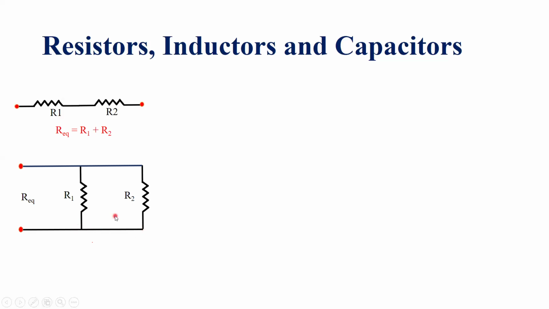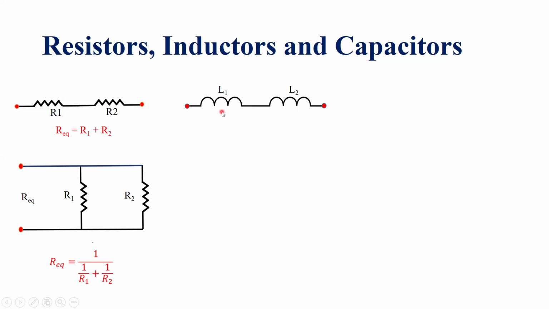That's why they are said to be in parallel, and therefore the R equivalent of this network is written with this equation: R equivalent is equal to 1 over the reciprocal of R1 plus the reciprocal of R2. So this is how we calculate R equivalent of a parallel network of resistors.